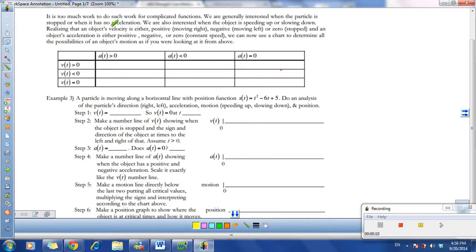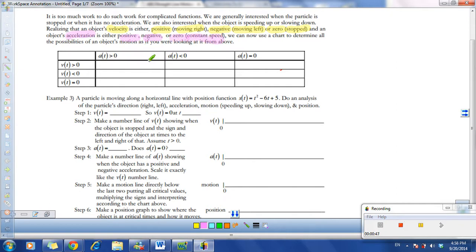So it is too much work to do such work for complicated functions. We are generally interested when the particle is stopped or when it has no acceleration. We are also interested in whether the object is speeding up or slowing down. An object's velocity is either positive, negative, or zero. When it's positive, we're moving to the right; negative, we're moving left; and when it's zero, it stops. And an object's acceleration is either positive, negative, or zero, which means that we're moving at a constant speed.